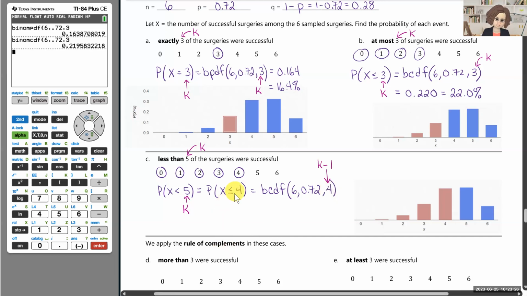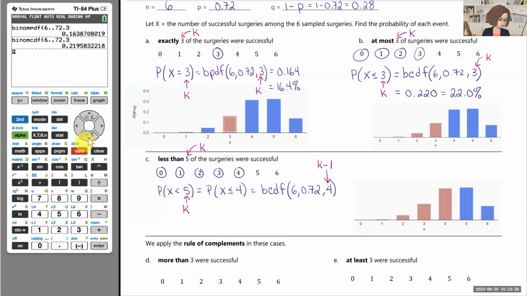All right, so let us go back to our distributions here. So binomial CDF, 6, 0.72, comma 4. That's 0.536.